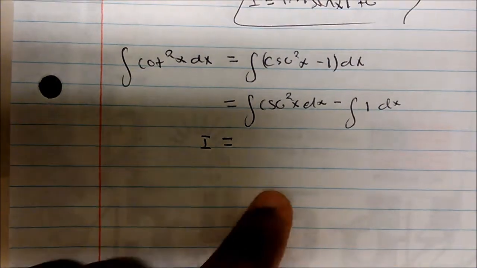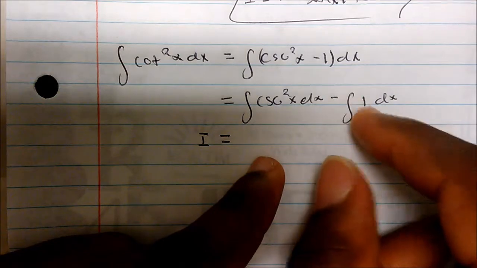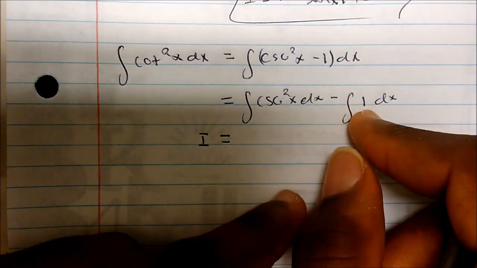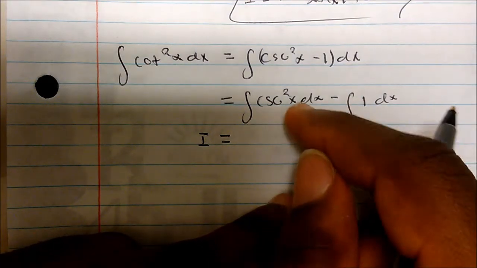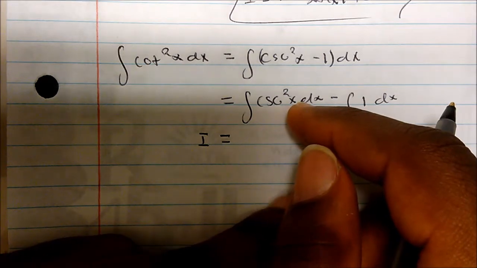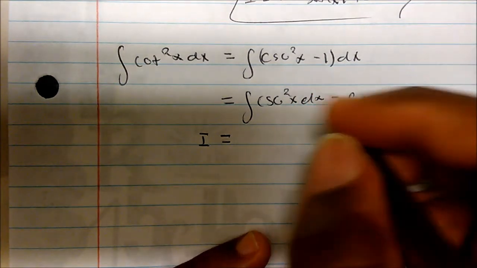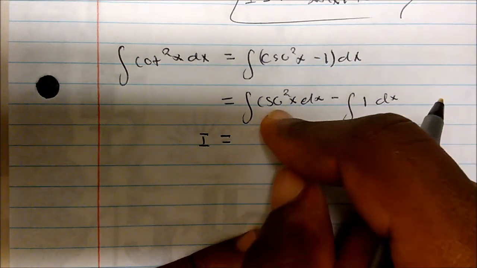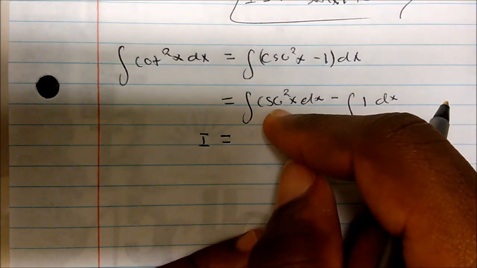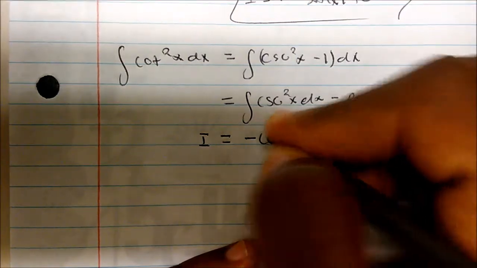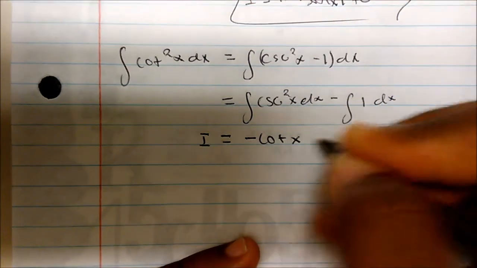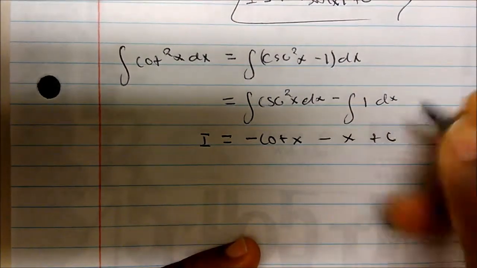Well, we know it. Okay, we know the integral of 1 is just x. Okay, the integral of cosecant squared of x, well, that happens to be cotangent, right? So the integral of cosecant squared of x is actually cotangent. But remember, we got to attach our negative here. So this will be negative cotangent of x minus x plus c.